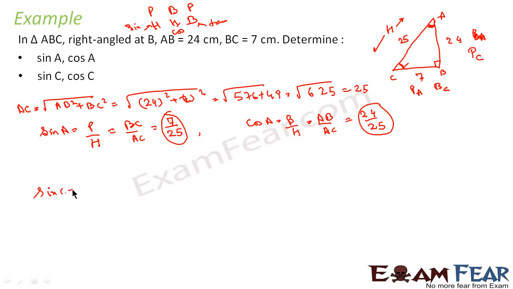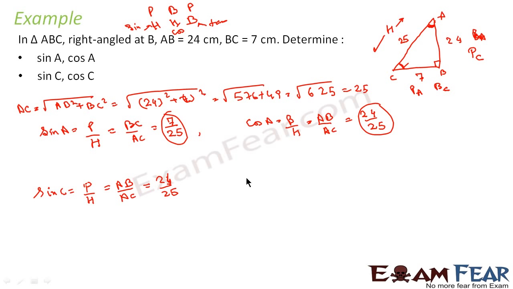Sine is nothing but, we know, P by H. So P by H will be the same. For sine C, what is the value of P? If I take C as the angle, P is nothing but AB. So we get AB by H. There is no doubt on H. H is always AC. So this becomes 24 by 25.